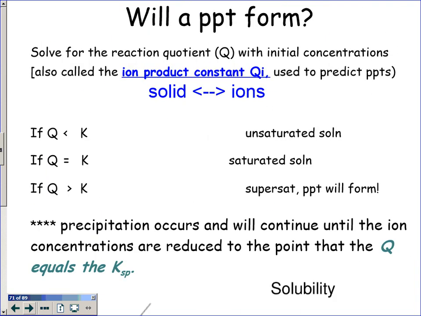All right. So now we're going to talk about the relationship between Q and K. So we write reaction quotient for what's the other one? Ion product constant. So a lot of times they tend to be interchanged with using Qi. A lot of times the ion one, which is our Ksp comparison. So take a minute and write this down.